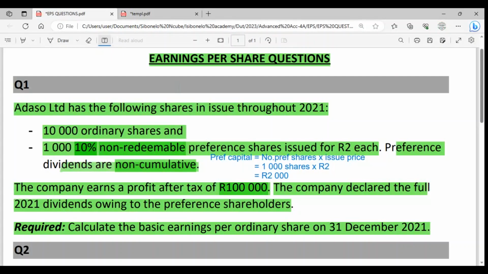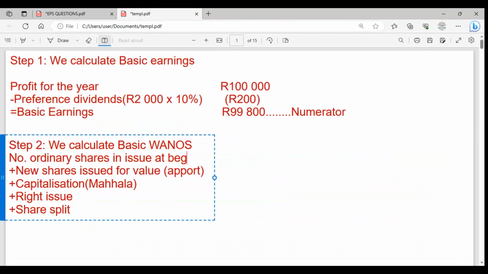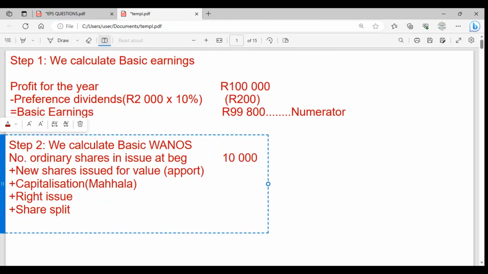Now back to our question. We have only 10,000 shares, which is the number of shares that were available at the beginning. We are not told here that the company issued more shares during the year. So no new shares were issued during the year. We only have 10,000 shares available at the beginning of the year. And then this will be our basic denominator.